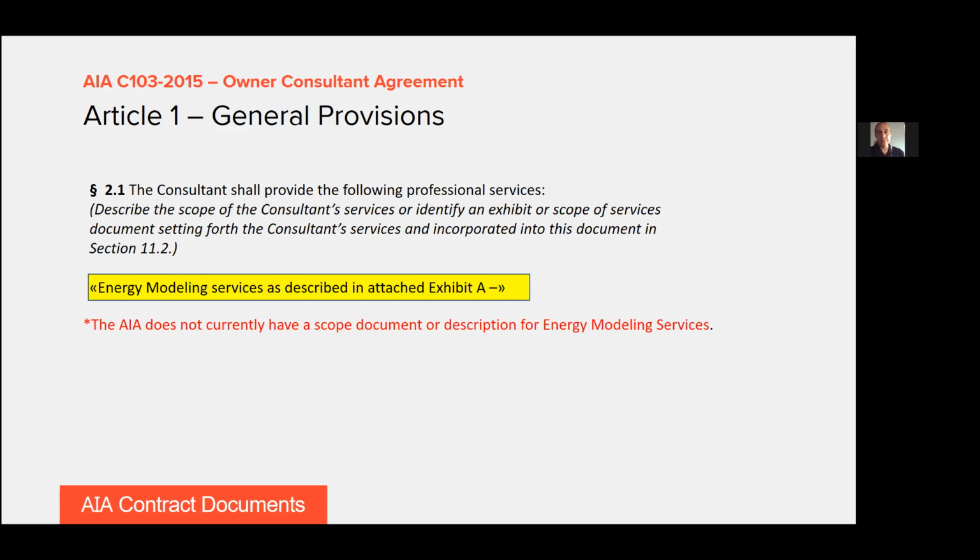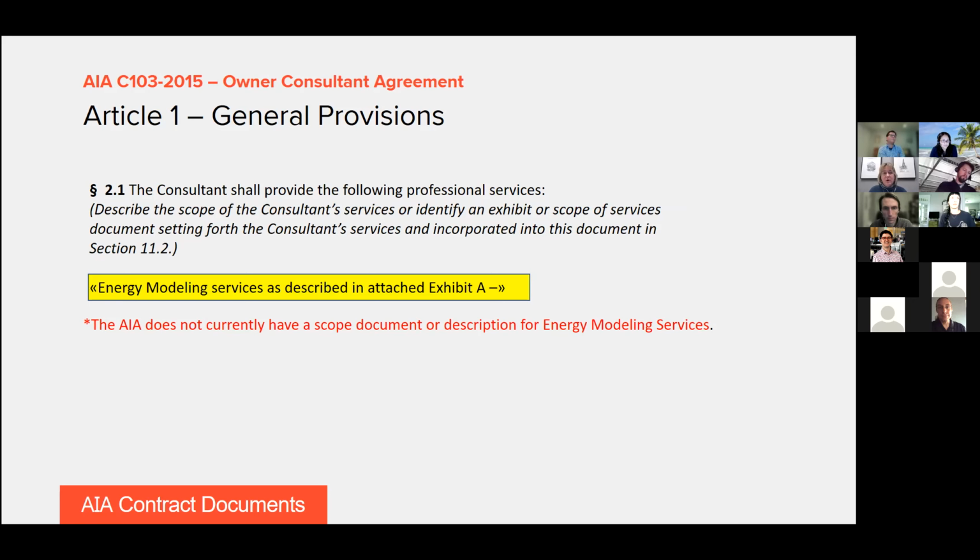Likewise, if you're an energy modeling consultant providing services directly to the owner, you could use the C103 document. It's very similar to the C401 in that it's a fill-in-the-blank where you just describe what those services are going to be. Again, in most cases you'd be attaching some sort of scoping document or proposal as an outline of what those scope of services would be.